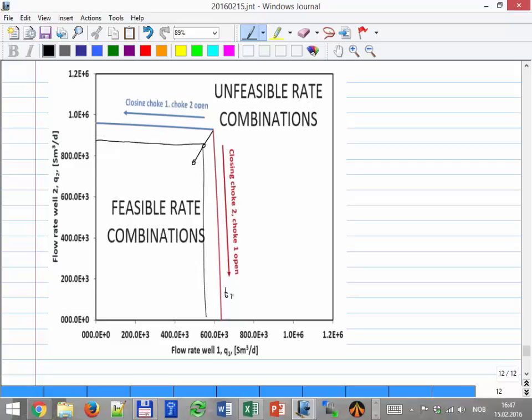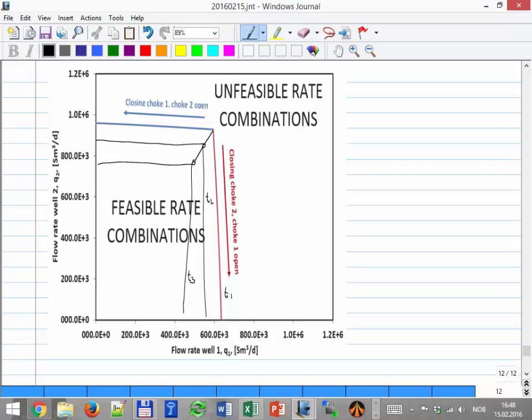Okay, so this was at time 1, then I have time 2, then time 3. But this is doing exactly, instead of running the model once to check the rates, here you're making kind of a map to see which combinations work just by choking. I can do this because I have 2 wells. If I had 3, then I would have too many combinations to do the map.